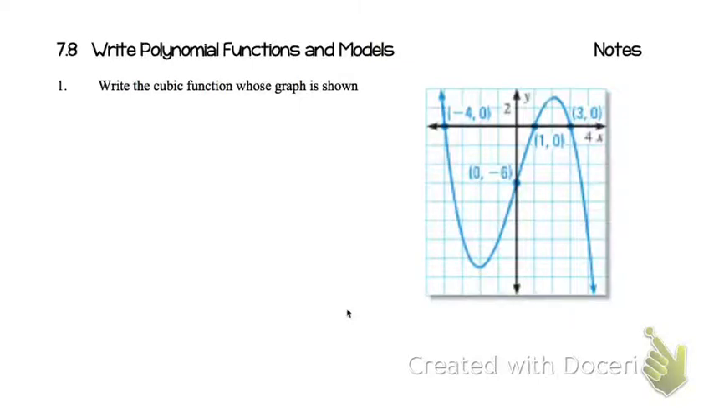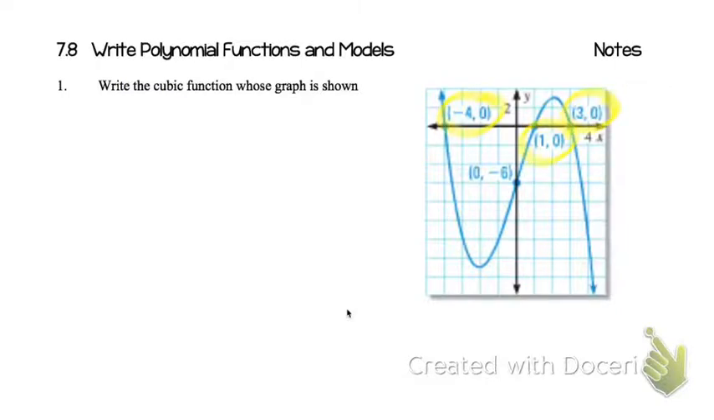Okay, 7.8 is just writing the equation for cubic functions. They will either give you a graph or they'll tell you the zeros. And so the first thing, if they give you a graph, is you have to identify what the zeros are, or the x-intercepts. I have 3 of them. What are they? -4, 1, and 3.